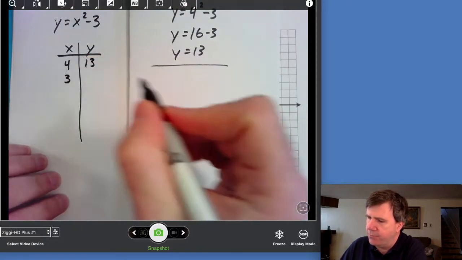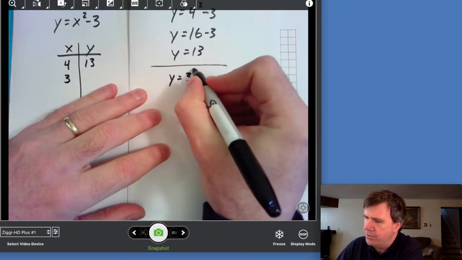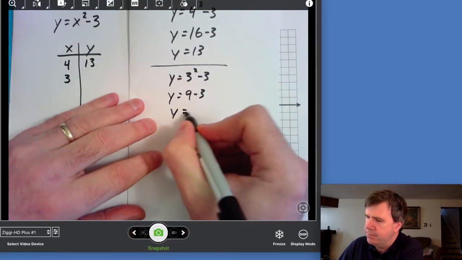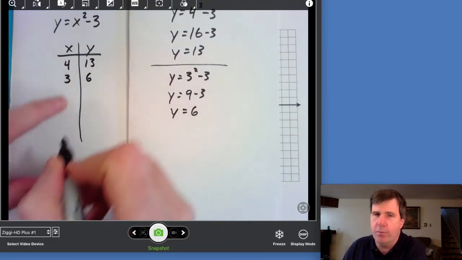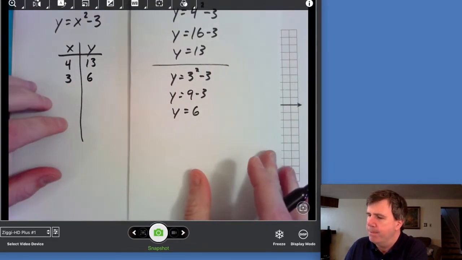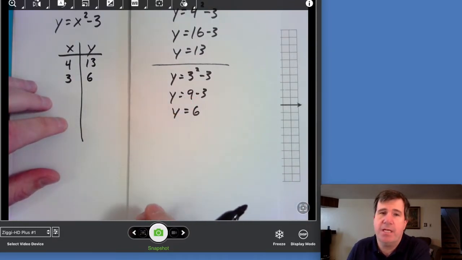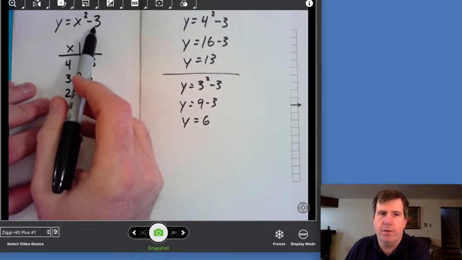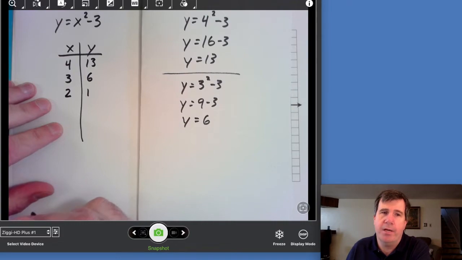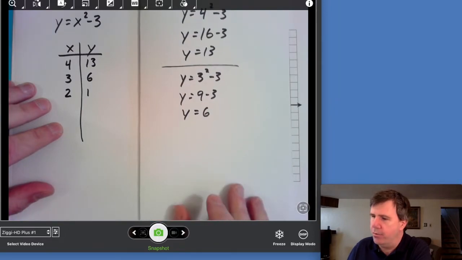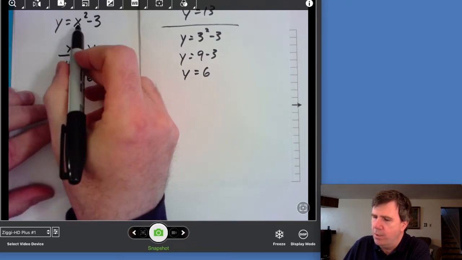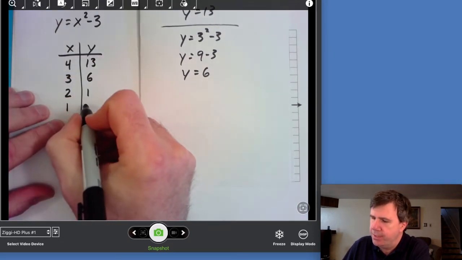So let's pick 3. y equals 3 squared minus 3. That's 9 minus 3. 9 minus 3 is 6, and that will fit here. Now you can do this mentally as well. You don't have to write down all the steps, but if you can just do it in your head, for example, if I pick 2, and you can think, oh, 2 squared is 4, minus 3 is 1, no problem. Go ahead and do that. Sometimes, though, it gets a little tricky, and you want to make sure you're doing it properly, so writing it down is always a good idea. We did 4, 3, 2. Oh, let's go ahead and do 1. 1 squared is 1, and 1 minus 3 is negative 2.